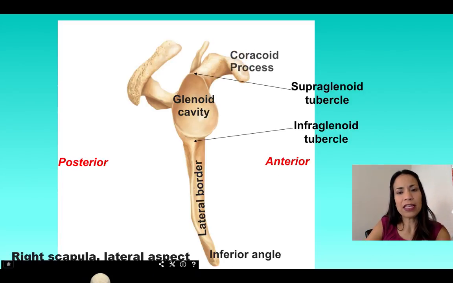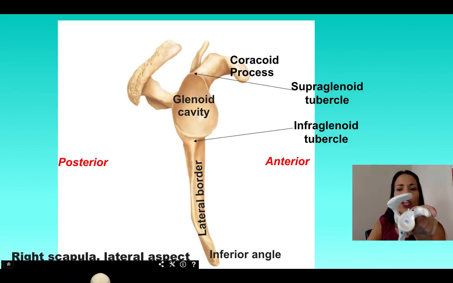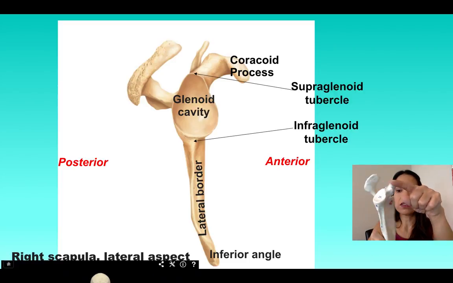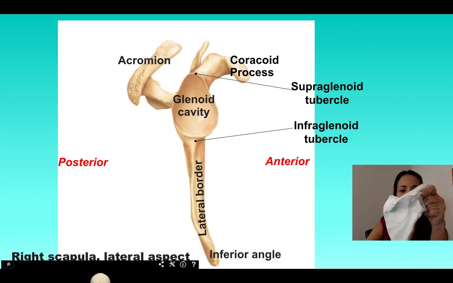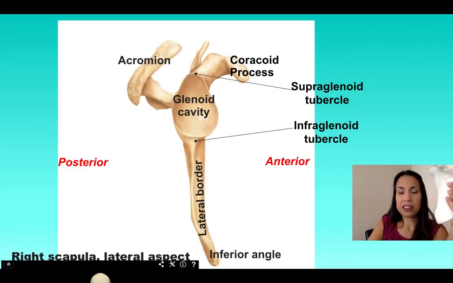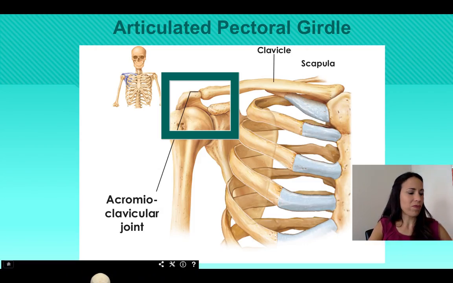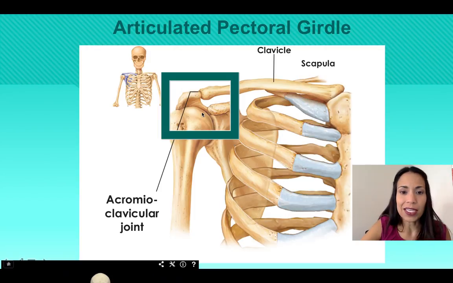What else? Well, you can see again the finger, the coracoid process facing anteriorly, right? And the acromion facing posteriorly. Okay, that's it, I guess, with the scapula. Oh, in here we can see the acromioclavicular joint. Remember, just gliding movements in there.